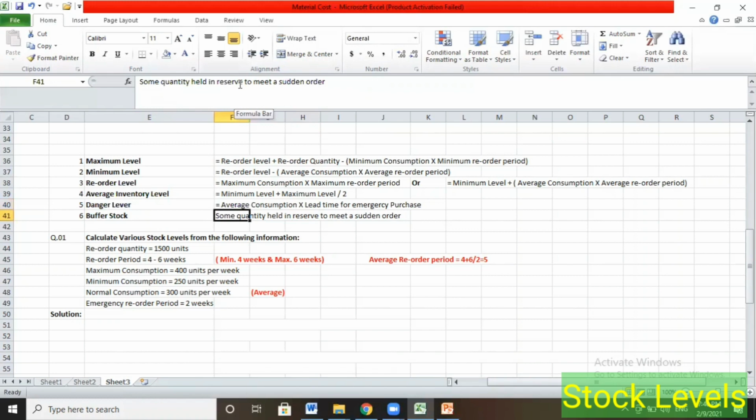And the buffer stock is considered as some quantity held in reserve to meet a sudden order. Suppose any extraordinary order occurs, for that purpose we keep something as buffer stock. Okay, next, we'll do these things with practical illustration. Will you follow this?